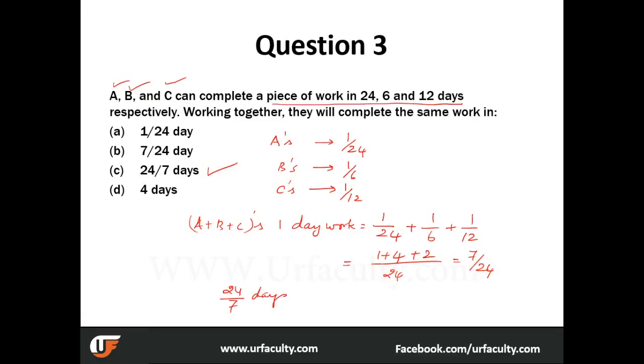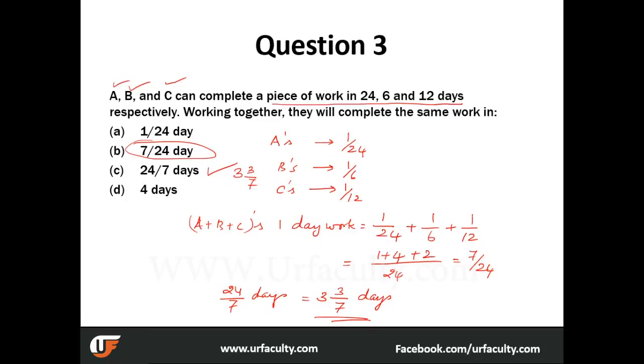So don't be confused. This can also be written as what? 7 3s are 21, and the remainder is 3. So don't get confused if, instead of 24 by 7, the answer is written as 3 by 7. This can also be the answer. Fair enough. Please don't jump to the conclusion that 7 by 24 days is the answer. No, that cannot be the answer.